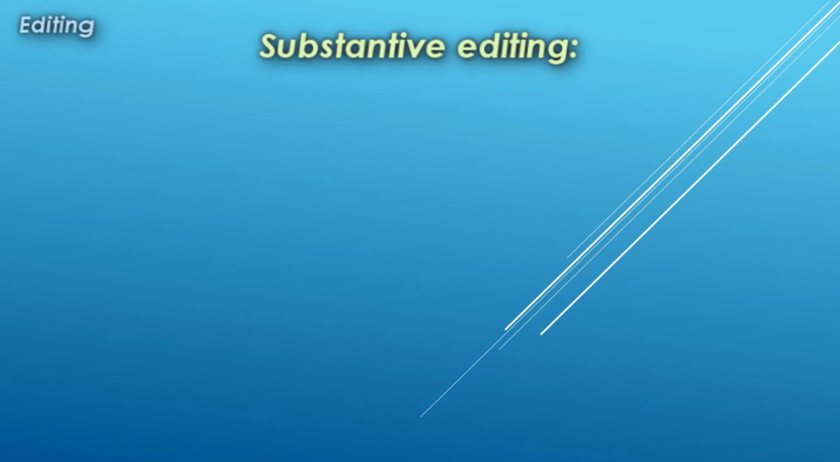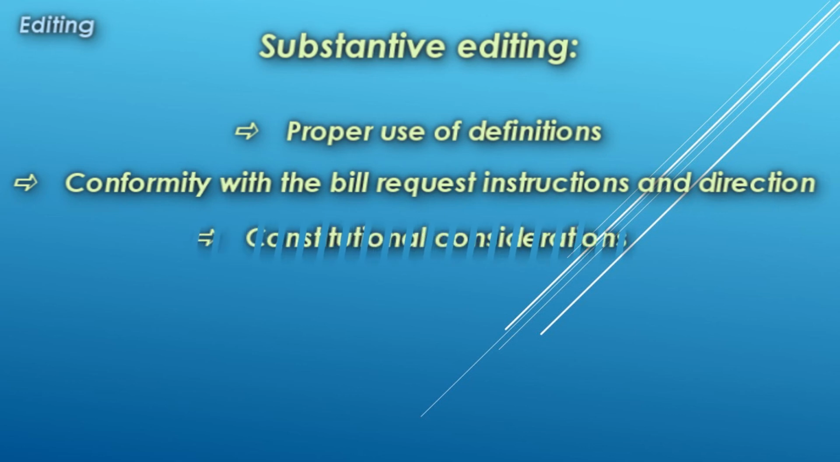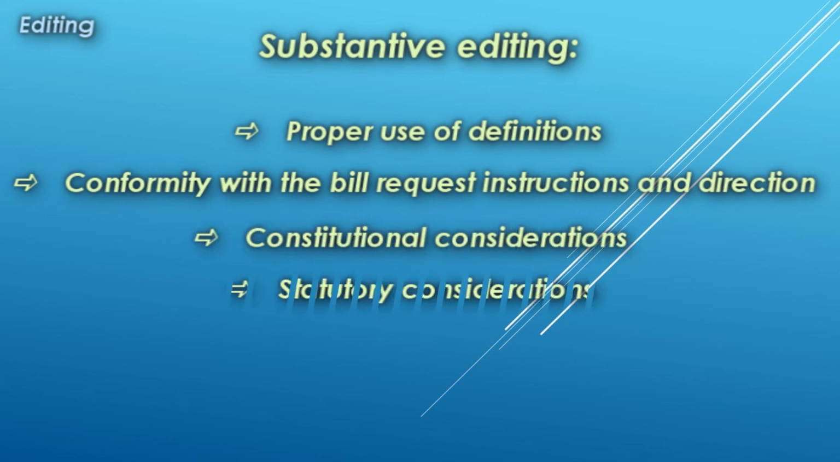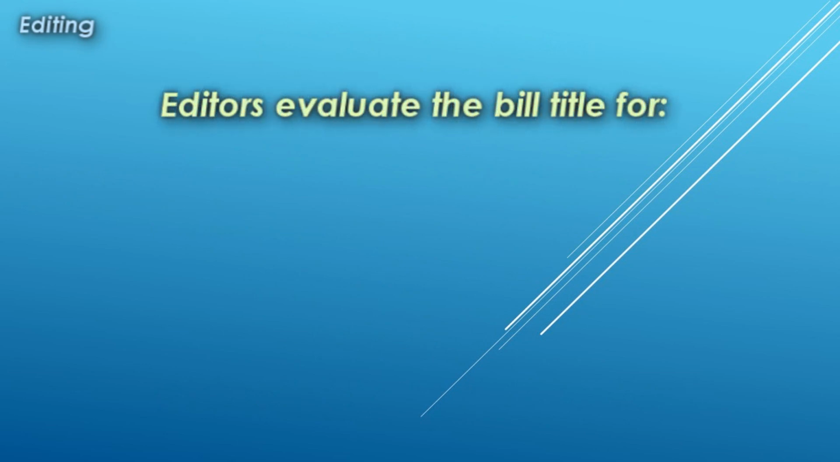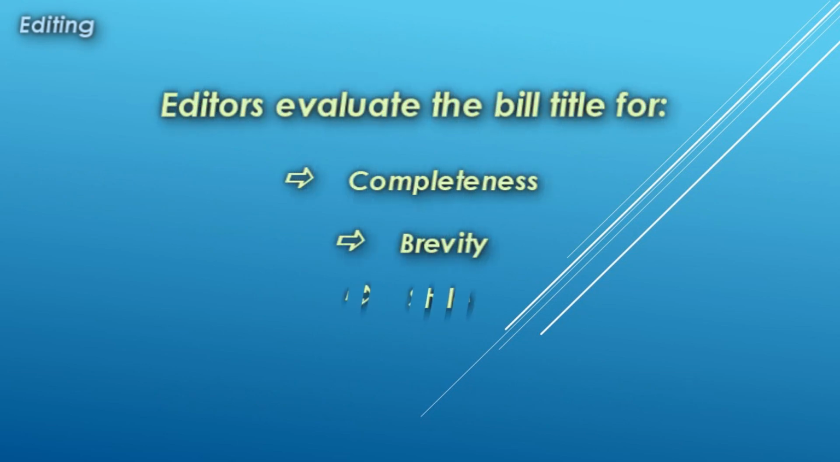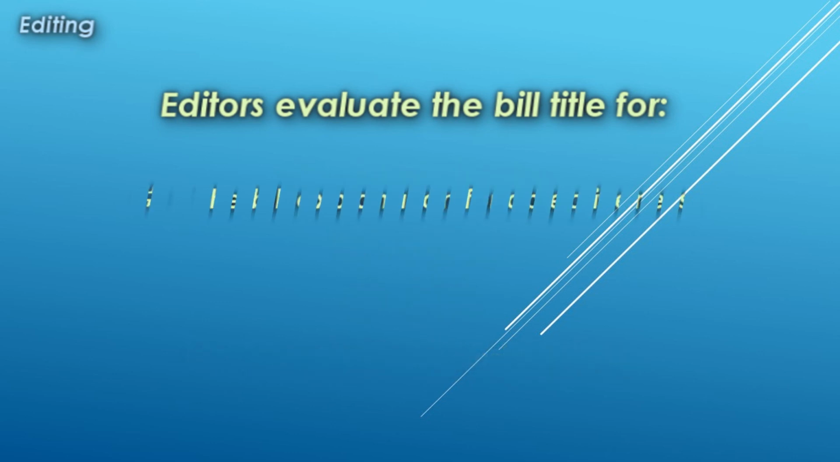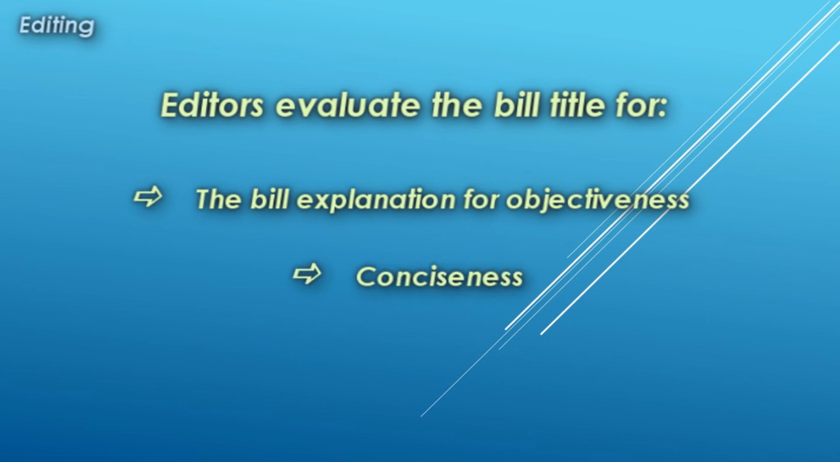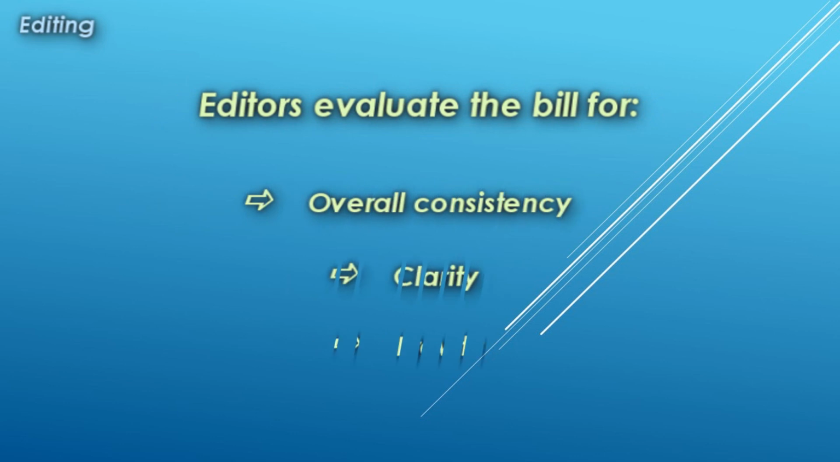Substantive editing relates to the proper use of definitions, conformity with the bill request instructions and direction, constitutional considerations, statutory considerations, legal accuracy, and penalty and other special provisions. Additionally, editors are evaluating the bill title for completeness, brevity, style, and constitutional considerations, the bill explanation for objectiveness, conciseness, and accuracy, and the bill for overall consistency, clarity, and brevity.